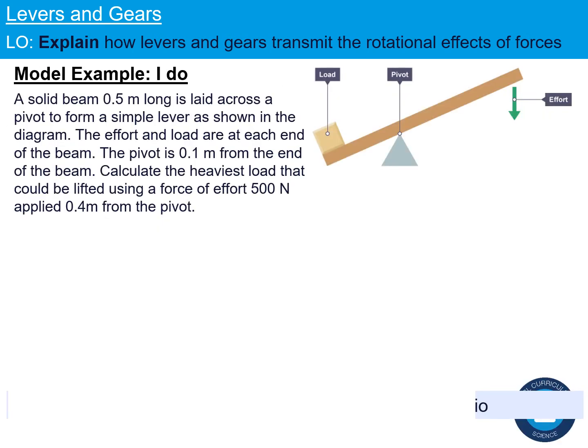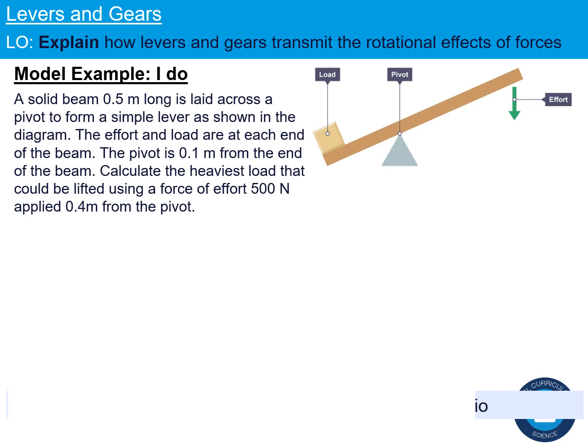So let's now have a look at an example together. We've got a solid beam, it's 0.5 meters long, and it is laid across a pivot to form a simple lever, as shown in the diagram. The effort and the load are at each end of the beam, and the pivot is 0.1 meters from the end of the beam. Calculate the heaviest load that could be lifted using a force of effort of 500 newtons applied 0.4 meters from the pivot.